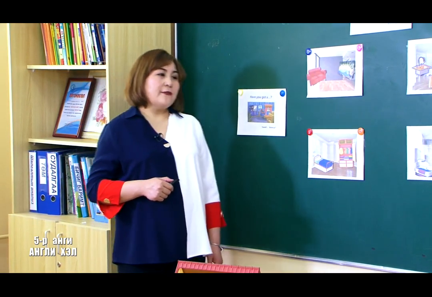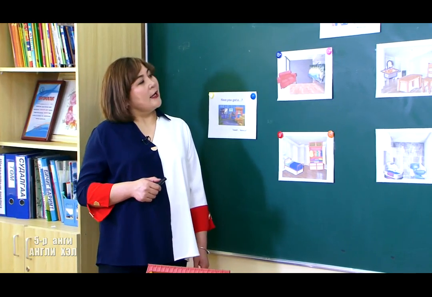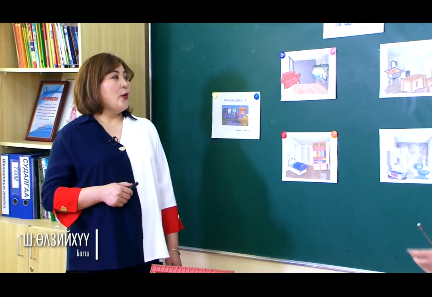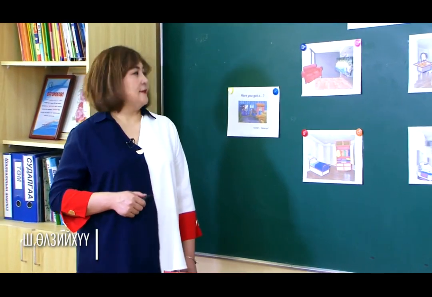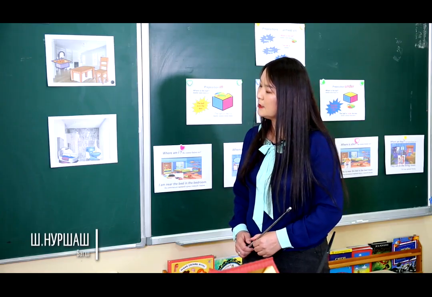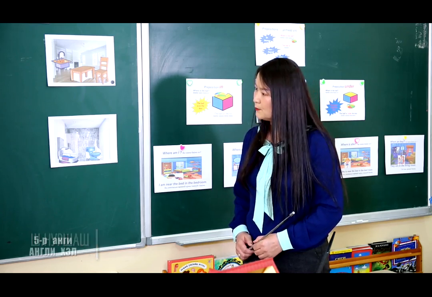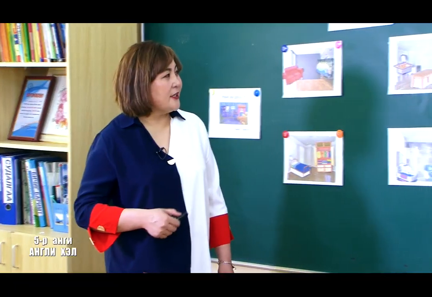Have you got a sofa? Yes, I have got a sofa. Have you got a TV? Yes, I have got a TV. Okay, where is the sofa? Sofa is in the living room. Where is the TV? TV is in the living room. Very good. Next picture. This is our kitchen.